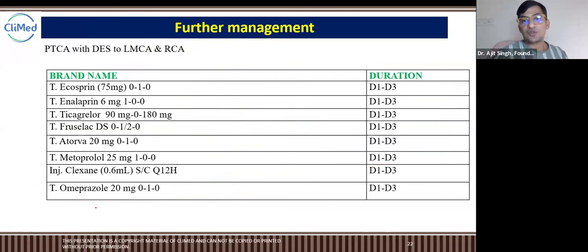Why are statins given in the night? To reduce the cholesterol synthesis in the night. Yes, HMG-CoA reductase is highly active in the night.